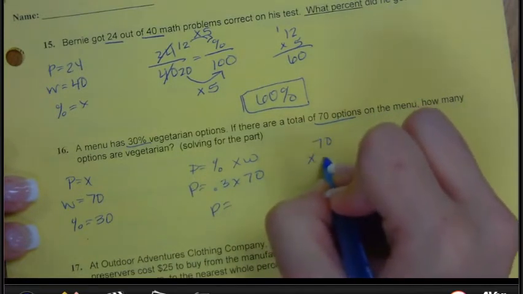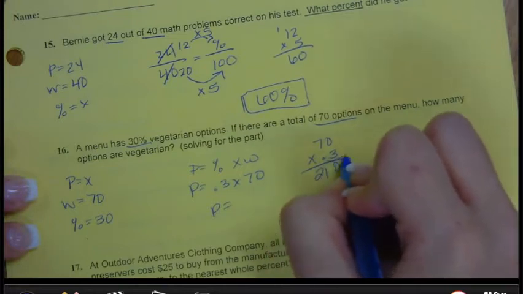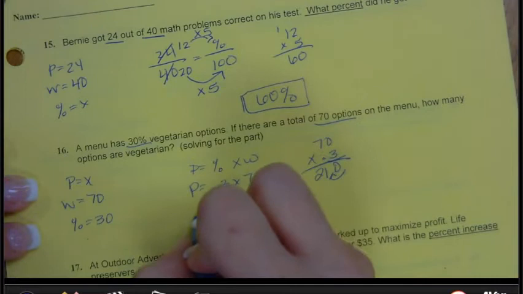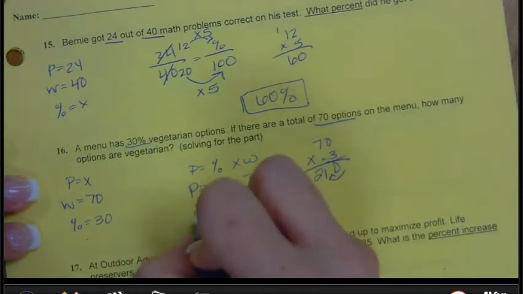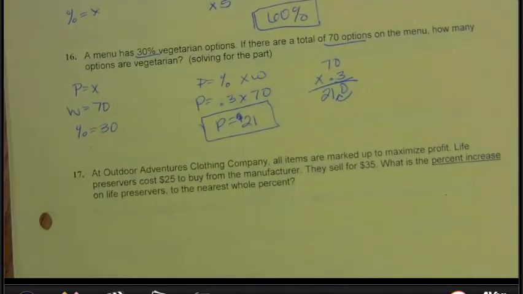So 70 times 0.3. 3 times 0 is 0. 3 times 7 is 21. I have one decimal place, so I'm going to move it to the left one time. Oh, not money. There are 21 options, not $21, 21 options for number 16 for vegetarian options.